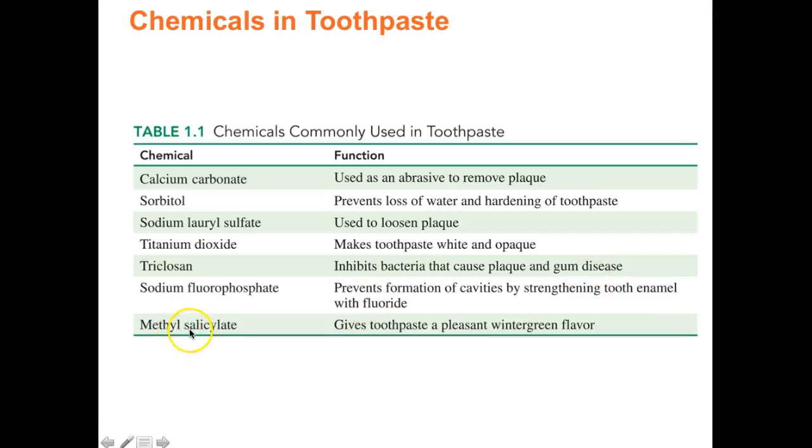And then methyl salicylate is a form of compound called esters. Esters have smells and flavors that are associated either with fruit or, in this case, the wintergreen, pepperminty type of flavor. So these are all chemicals found in just a toothpaste. Again, not many of us will read the labels on packaging, but if you do, it lists every single ingredient, which are all chemicals.